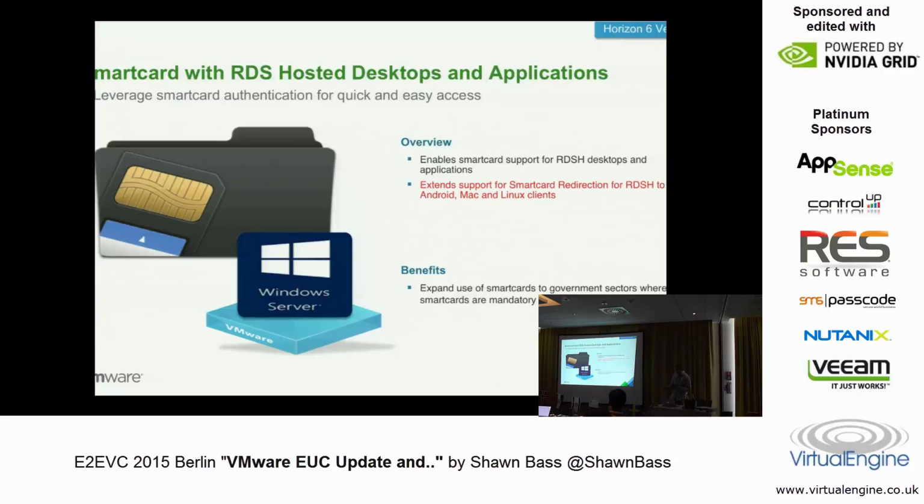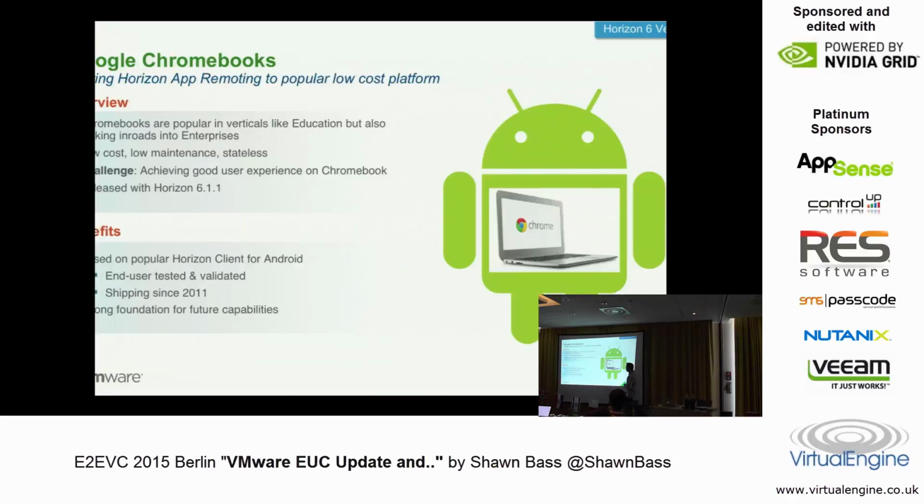We added Smart Card for RDSH hosted desktops and applications. I mentioned we did that in the 6.1 release back in March, so what's different between March and now? Between March and now, we added extended support of Smart Card redirection to iOS, Android, Mac, and Linux clients. So we're now supporting a diverse set of endpoints and allowing Smart Card to pass through. Now, of course, you have to have a Smart Card reader that works on an iOS device or Android device, but there are readers that interface with the ports on a mobile device to pass the smart card through to the virtual desktop.